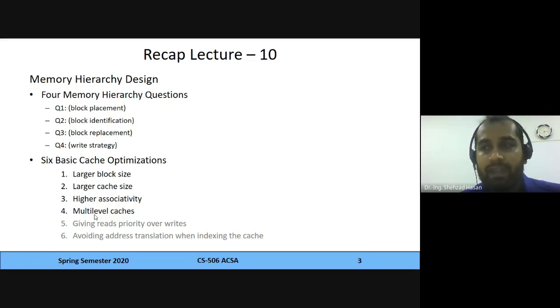cannot be satisfied in the cache are now going to be satisfied in the middle level, the level between cache and main memory. So that's going to be faster than the main memory, and so many of those references are going to take less time, and this is going to result in a reduction in the miss penalty. Right, so let's continue with this.